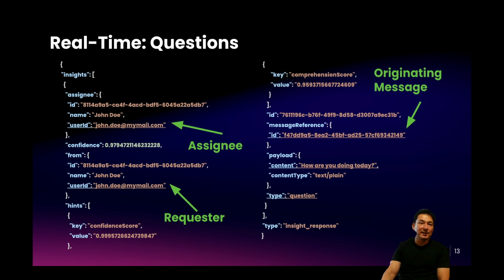Questions typically always have a requester and an assignee to whom we're looking to answer the question. It should also be noted that the originating message reference is indicated along with the content in the included JSON.